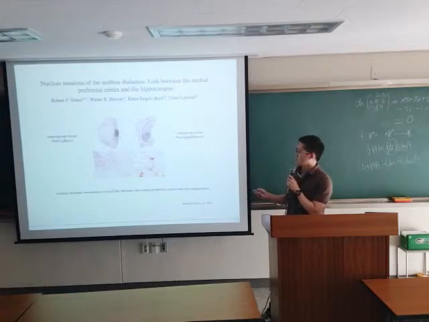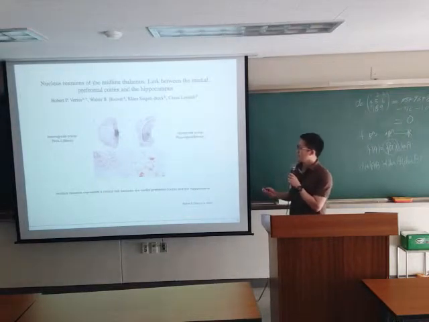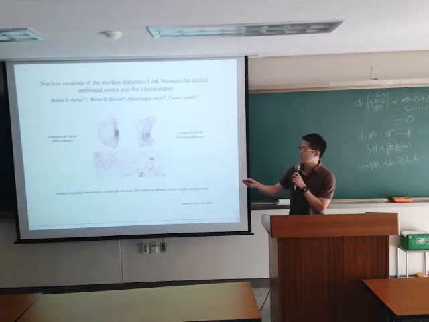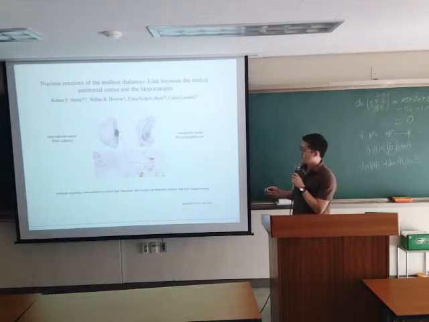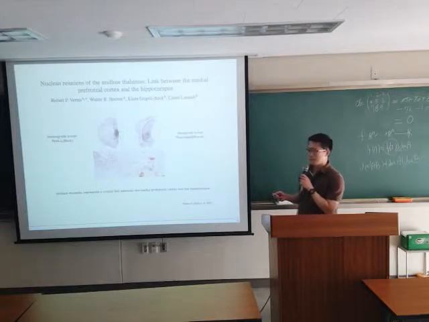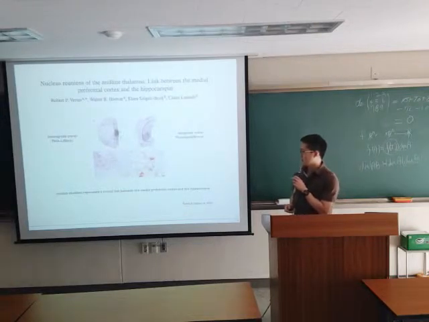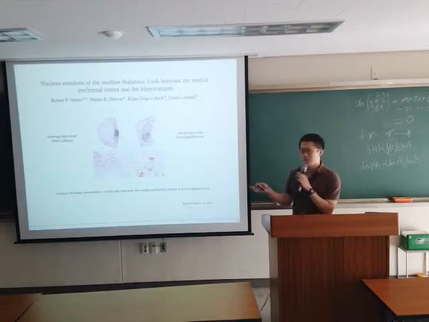They used an anterograde tracer and a retrograde tracer. They injected these tracers to both sides, one in the prefrontal cortex and one in the hippocampus, and they found that in the nucleus reuniens the signal was combined. So they found that this is a critical link between the two areas.